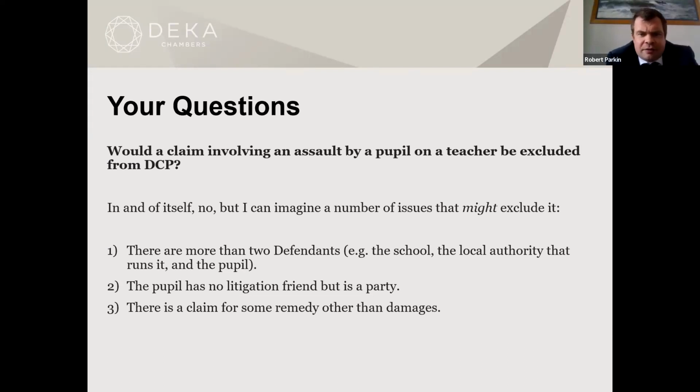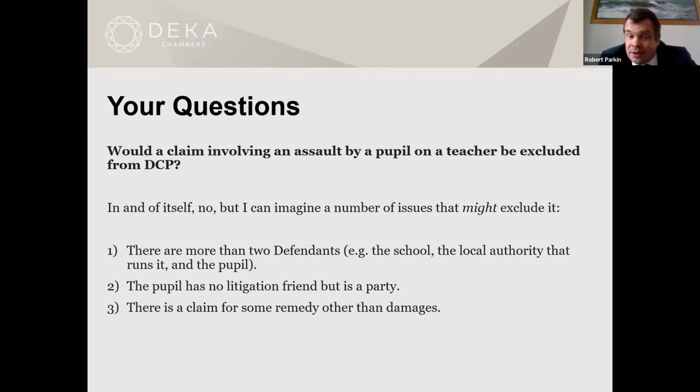I was asked if a claim involving an assault by a pupil on a teacher would be excluded from the DCP. In and of itself, no, but there are circumstances I can imagine it being excluded. For example, if there are more than two defendants, so suppose you sue the school, the pupil, and the local authority that runs it. If the litigation friend was under 18 and was a defendant, they would be excluded. That would be excluded from the DCP.